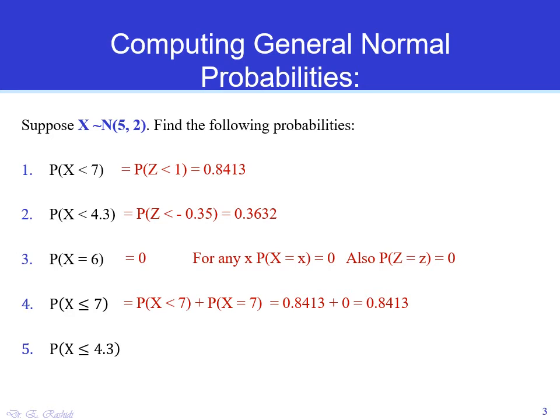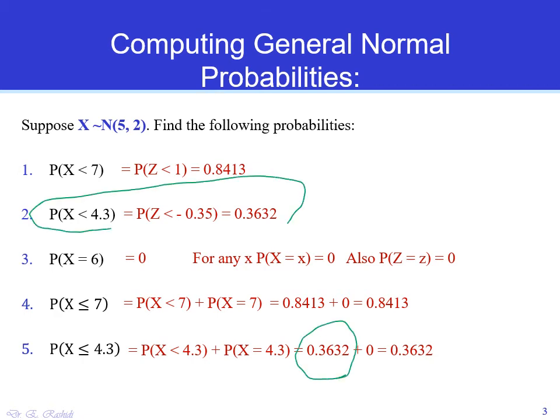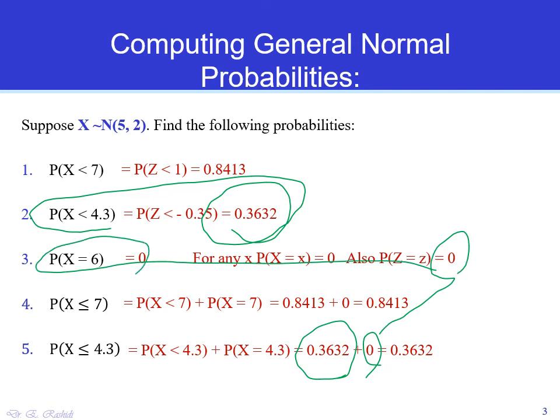How about number 5, the probability that x is less than or equal to 4.3? Well, you can look at number 4 and conclude that number 5 would be the same. We can rewrite it as the probability that x is strictly less than 4.3 plus the probability that x is equal to 4.3, which would be the probability that we had in number 2, which is 0.3632, plus 0, which we got from number 3. And that would be equal to 0.3632.